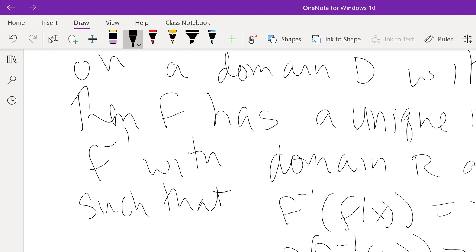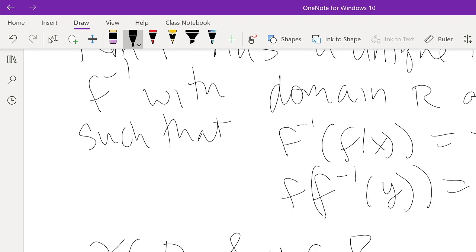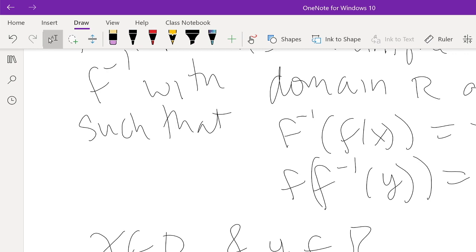Okay, so now moving along here. So now we defined the inverse, and the necessary conditions for the existence of an inverse.